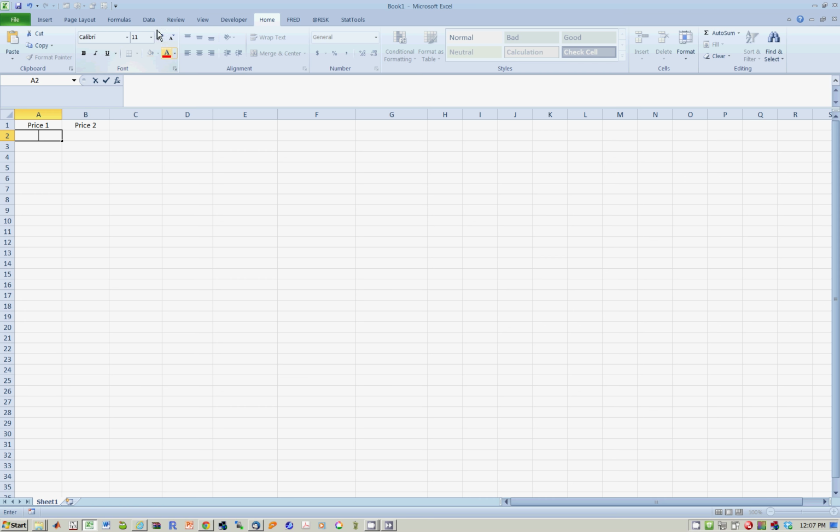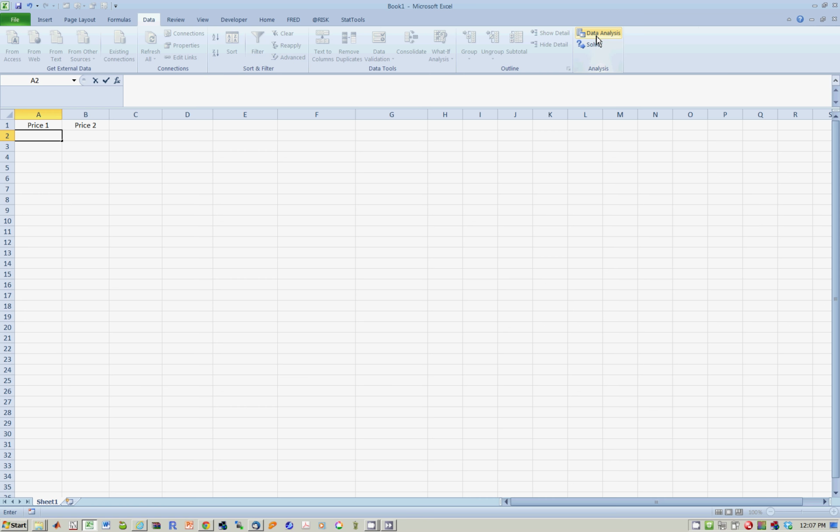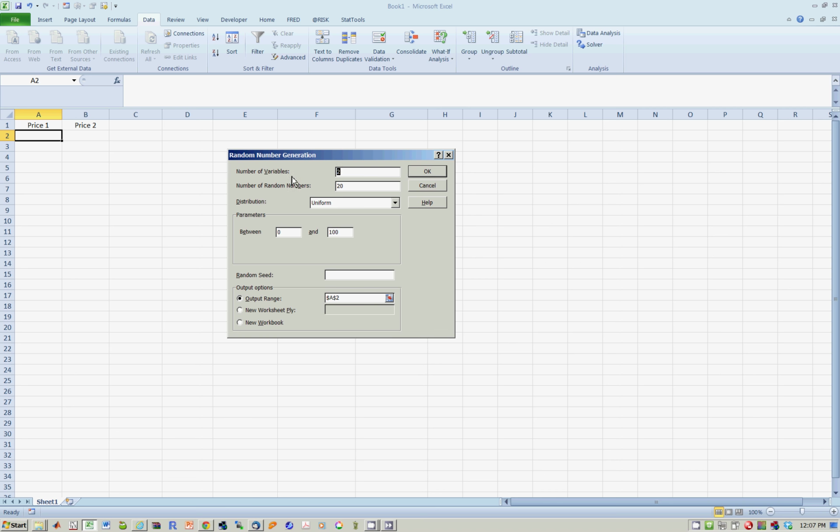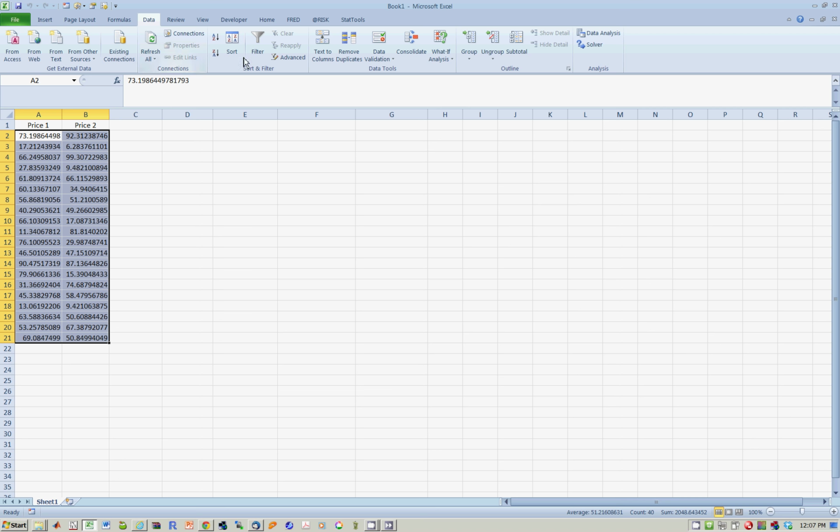So what we'll do is go to data, data analysis, random number generation. Once again, I'm going to create two variables, 20 numbers each on the uniform distribution, and I'll have the output in A2, and it's going to generate some fictitious prices.